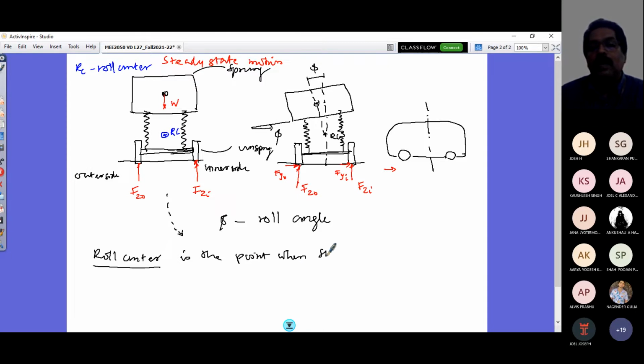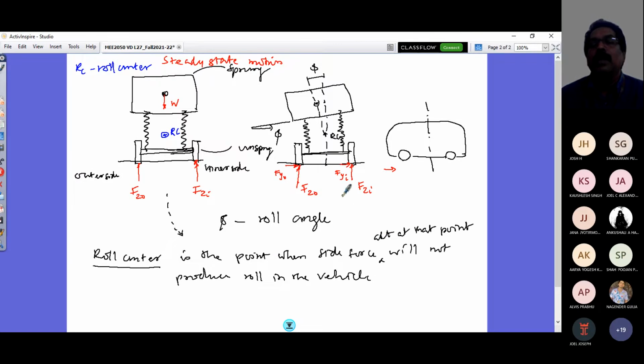Roll center is the point where, when a side force acts at that point, it will not produce roll in the vehicle. Right? So if my resultant side force is acting at my roll center, it will not produce any roll.